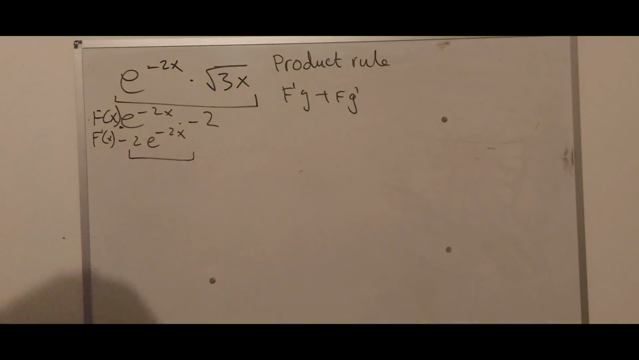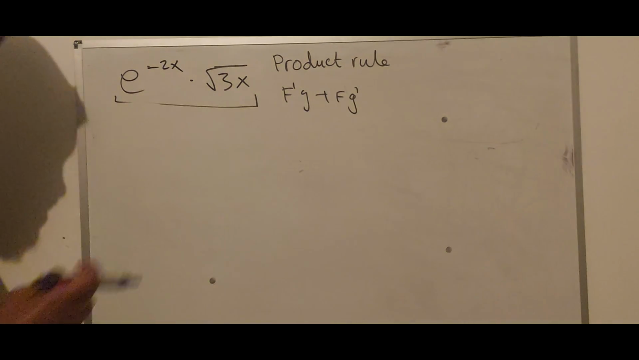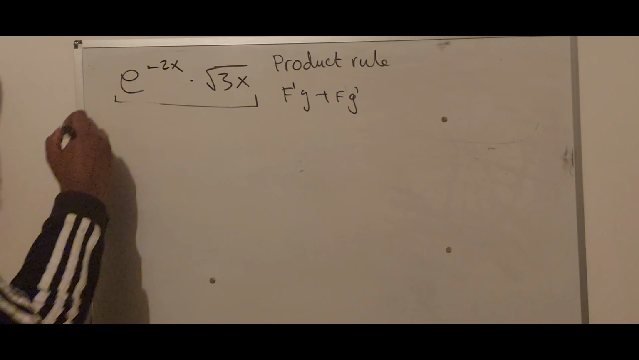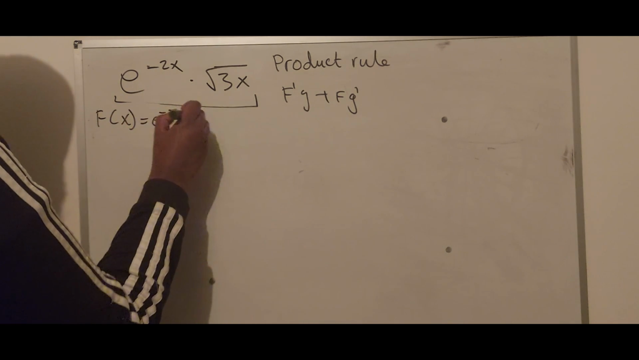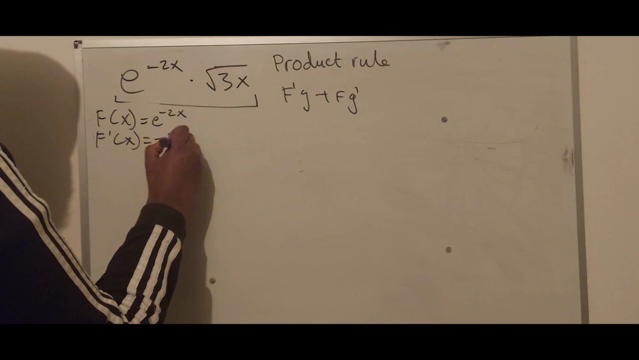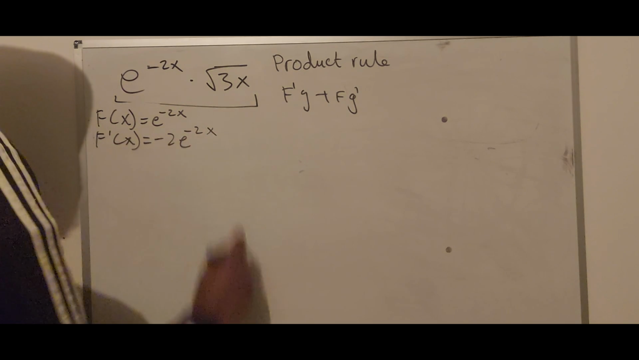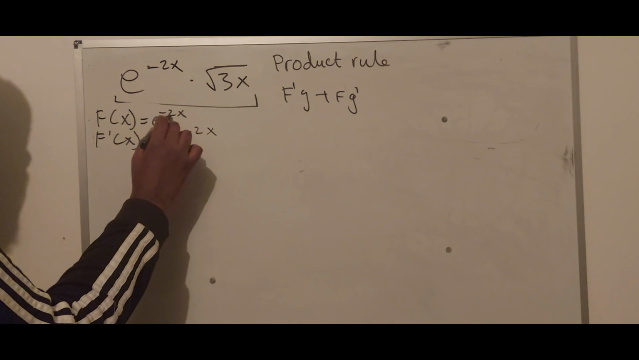Oh man, let me write it all over again, because I'm mixing it up, you know? So f of x equals e to the power minus 2x, right? f prime of x equals minus 2e to the power minus 2x. Because you just have to differentiate this number, that becomes minus 2.